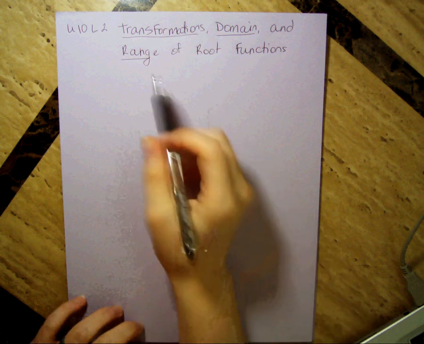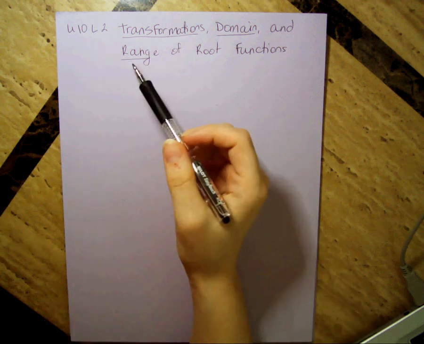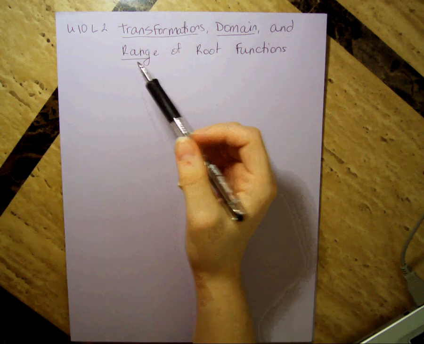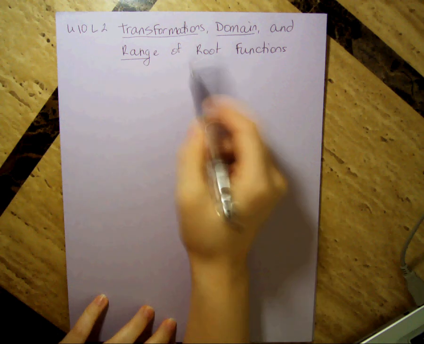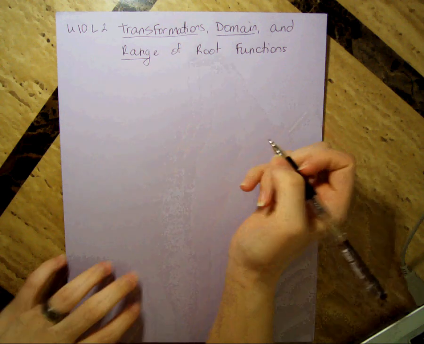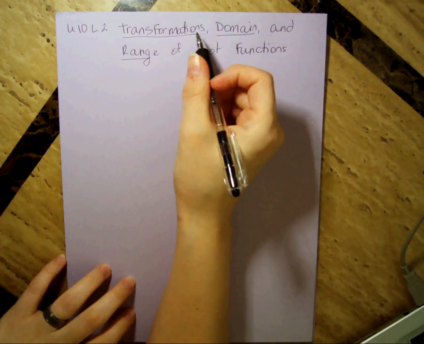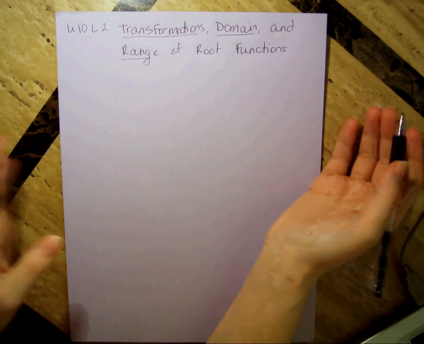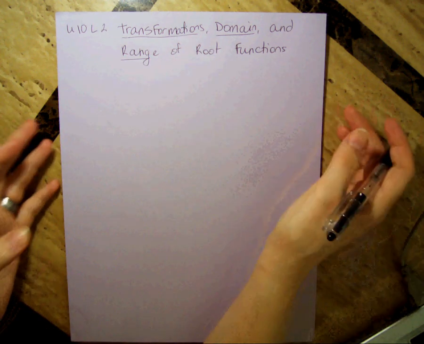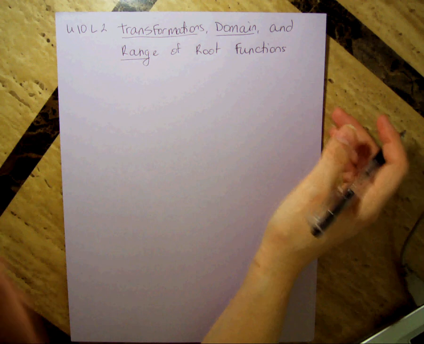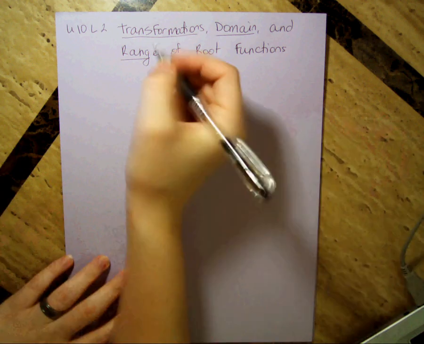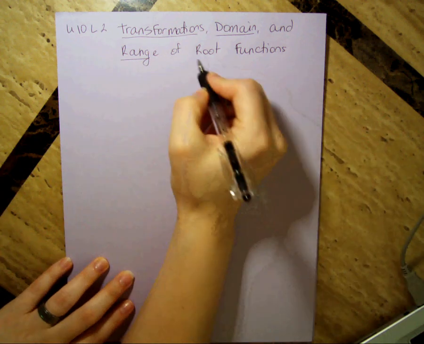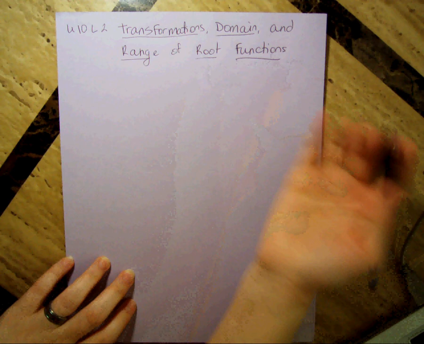Okay guys, today we're looking at Unit 10, Lesson 2, transformations, domain and range, still looking at the root functions like in Lesson 1. So the first thing in the first video we're going to talk about are the transformations. Now we've discussed transformations several times in the first semester, so I'm just going to go through a real quick review of this, and we're going to look mainly at just the root functions.